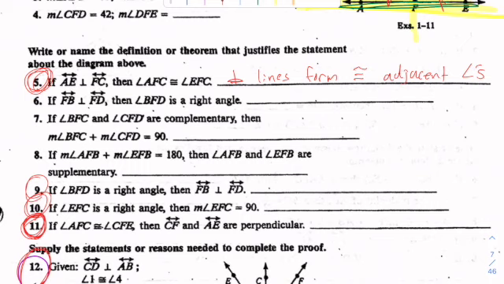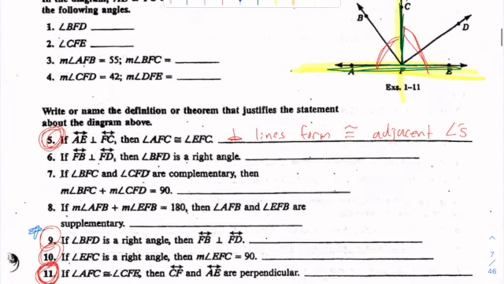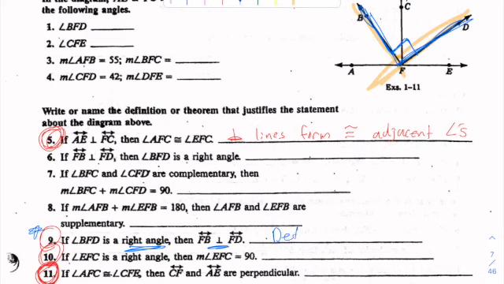Number 9 and 10, these are pretty simple, but they're just very strict definitions, okay? Looking at 9. If angle BFD, where's BFD? I'm going to erase this. BFD right here. Okay, angle BFD is a right angle. Bam. Then FB and FD are perpendicular. Okay? Anytime you see right angles and perpendicular, this one's going to be definition of perpendicular lines.